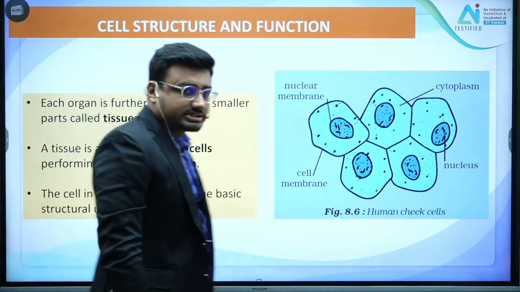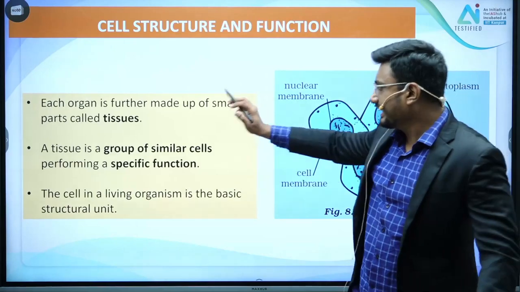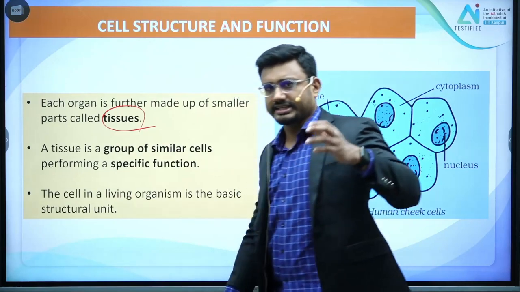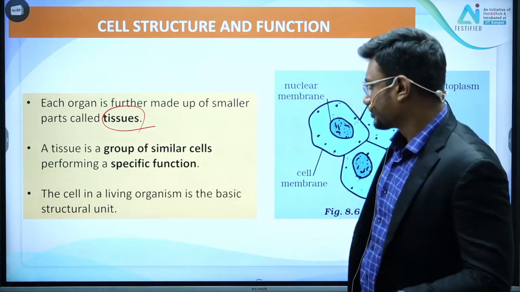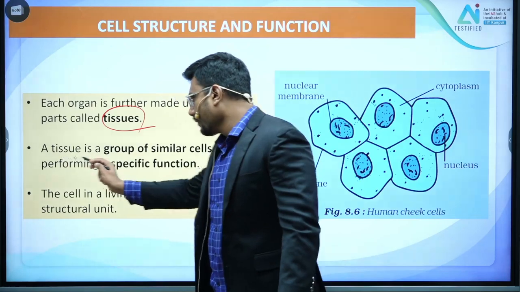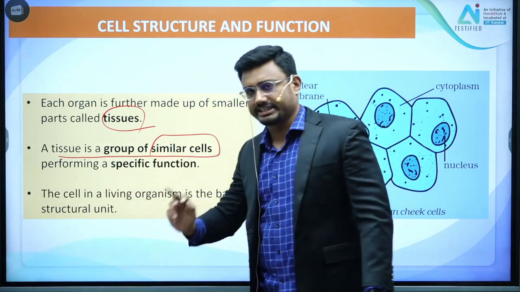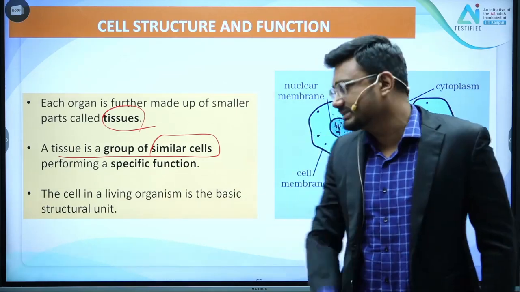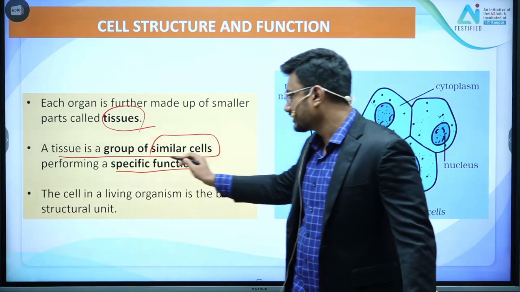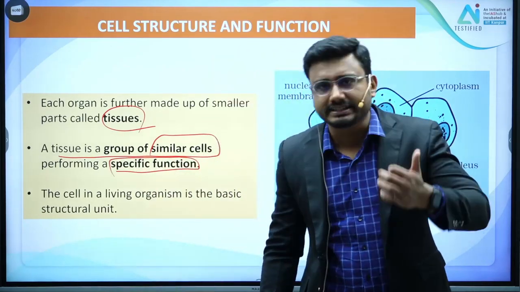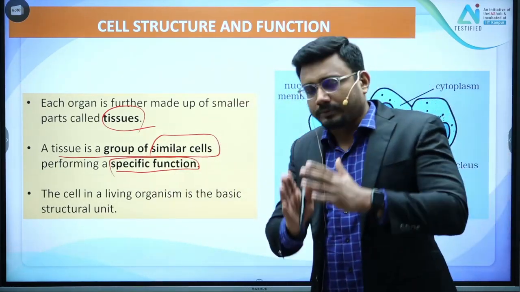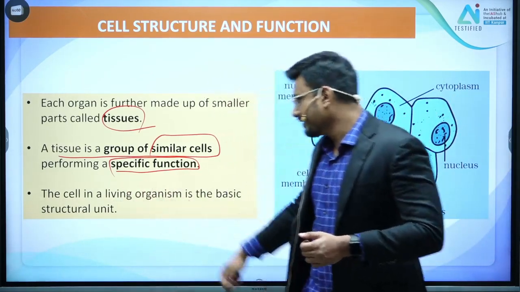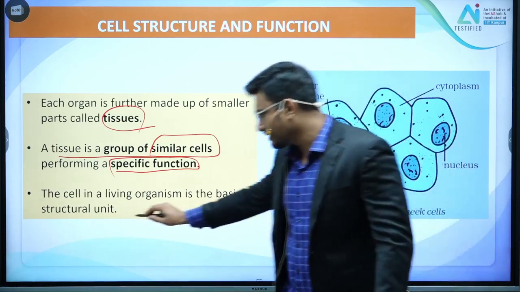Cell structure and function. Each organ is made up of smaller parts named tissues. A tissue is a group of similar cells. It is very important that a tissue is a group of similar cells performing a specific function. These cells perform a similar function that is specific in nature. The cell in the living organism is the basic structural unit.